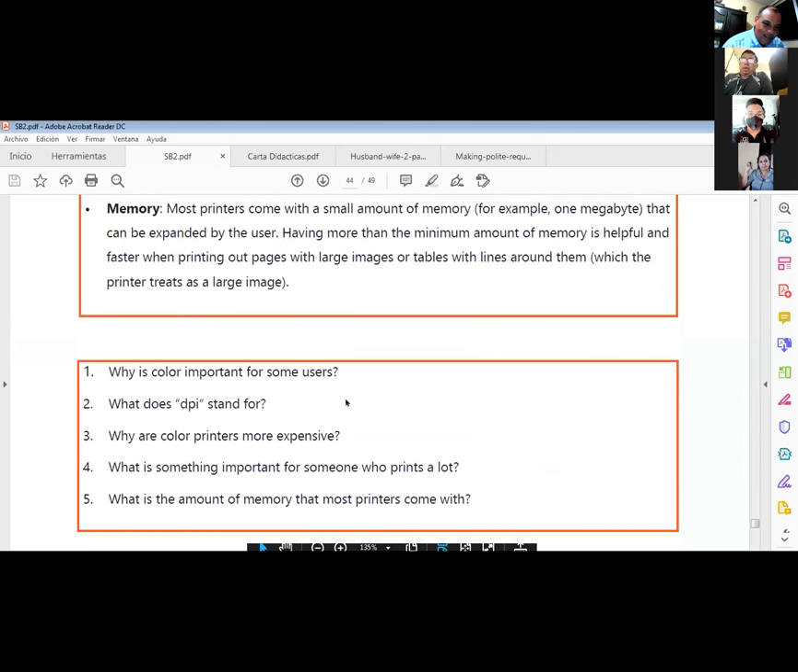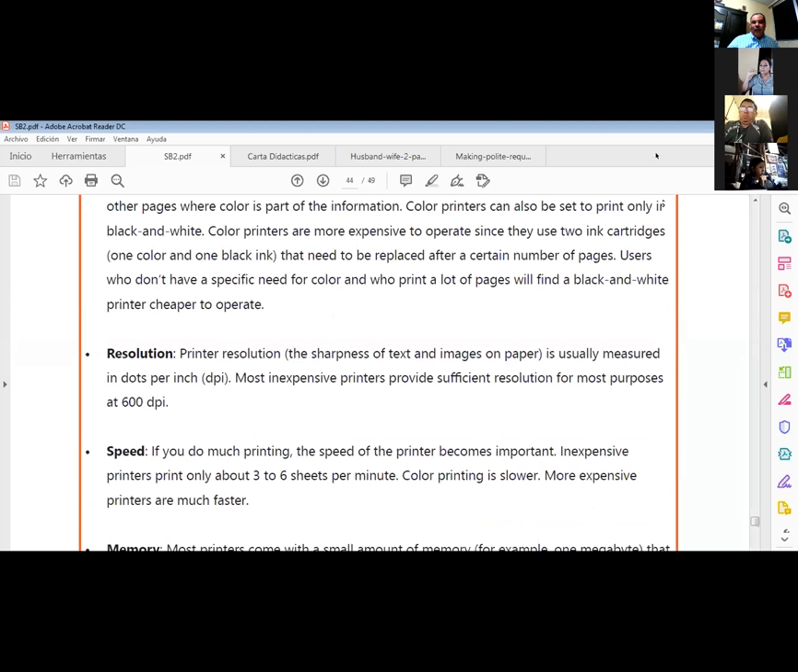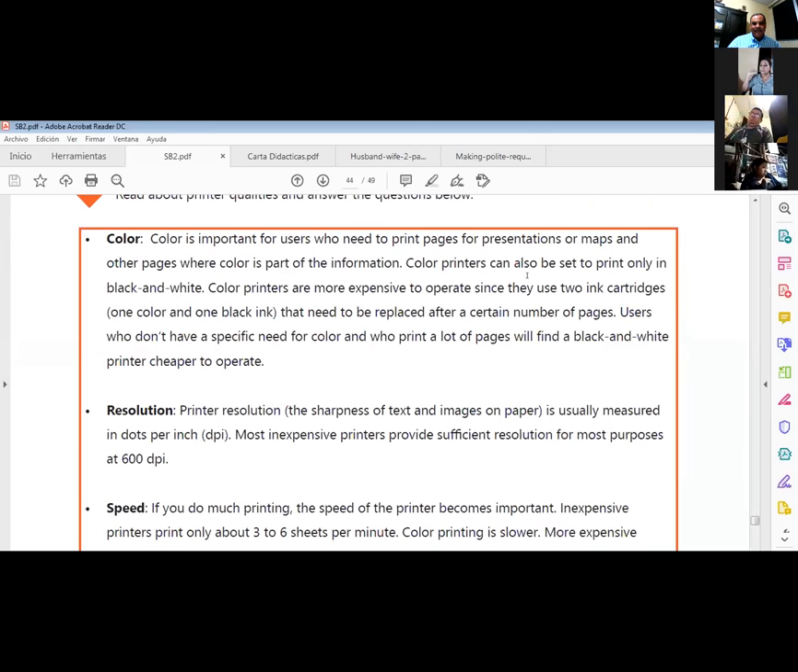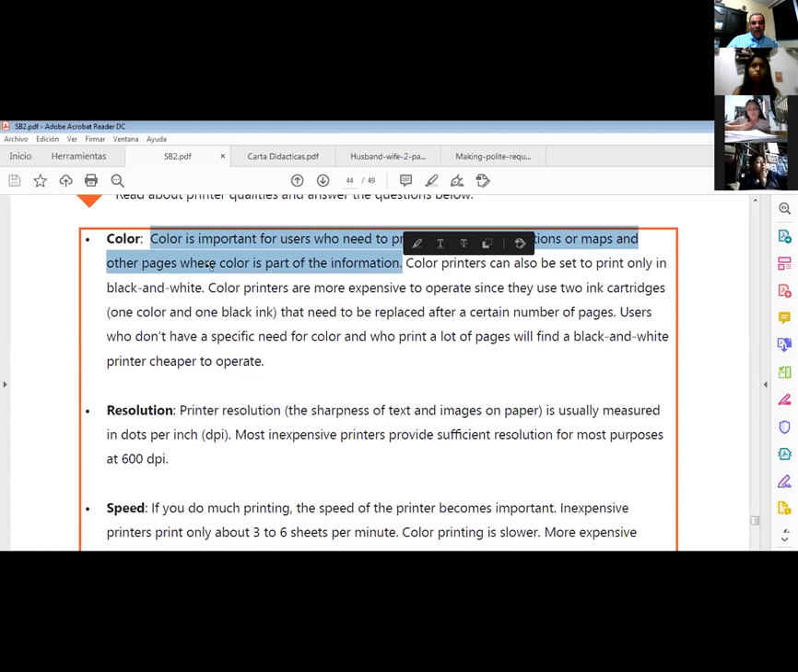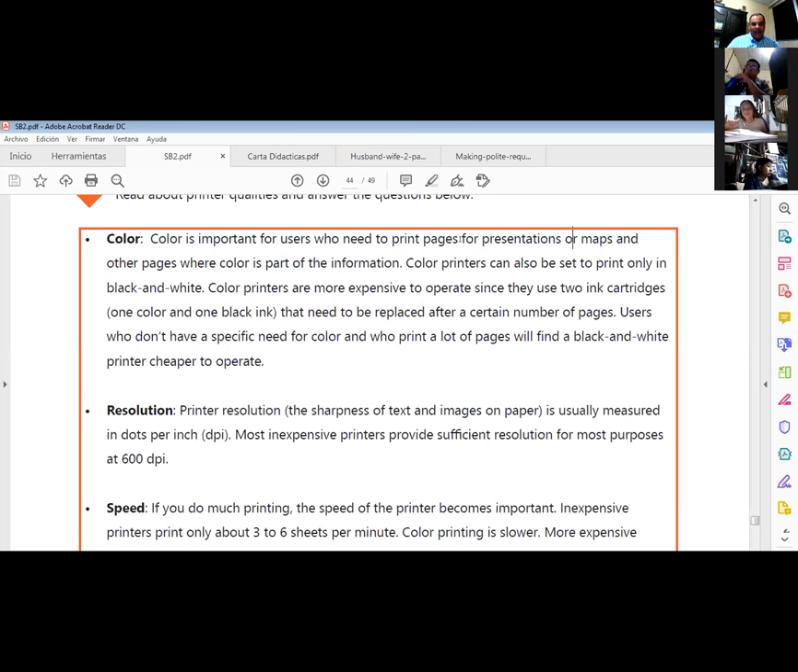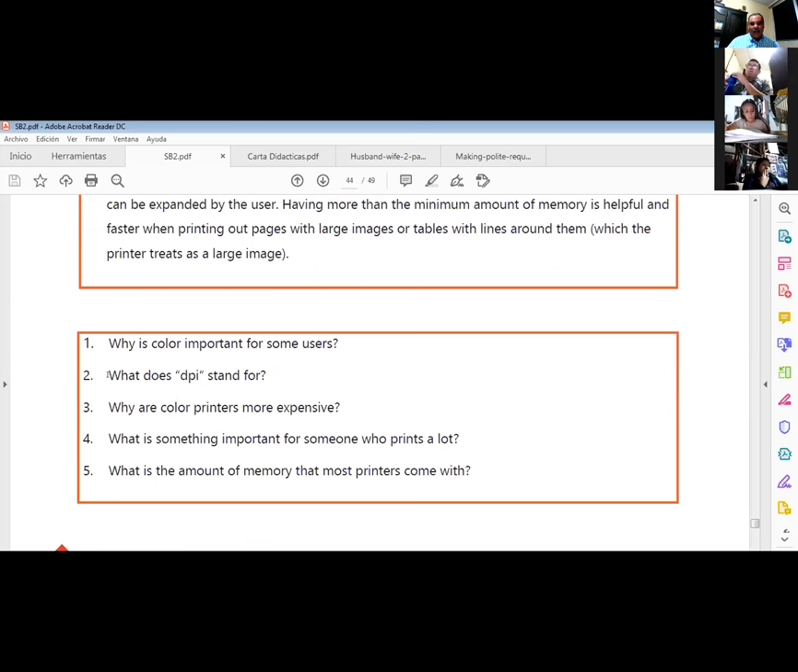Number one, everybody read question number one, please. Why is color important for some users? It says right here, color is important for users who need to print pages for presentations or maps, and other pages where color is more important for the information. Okay, very good. Now, something important, plural. One page, two pages. Pages, the plural, right?